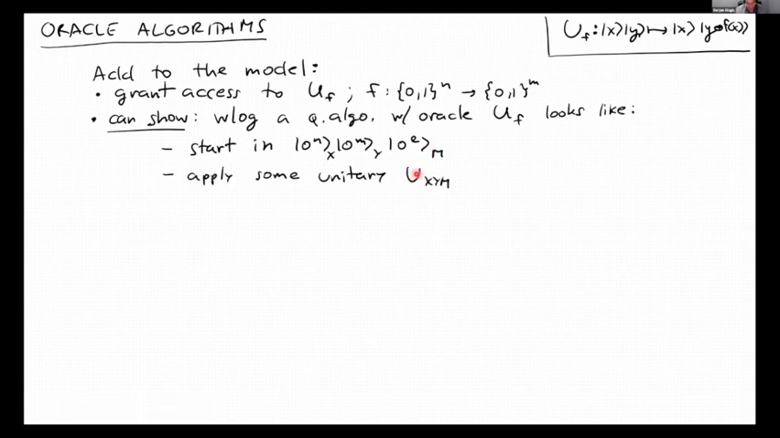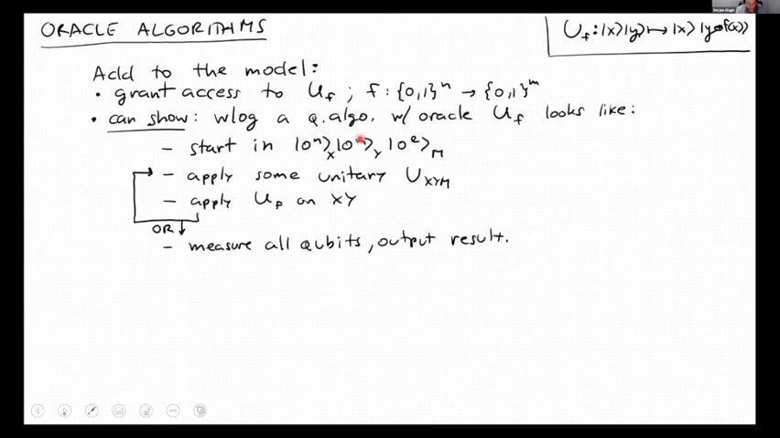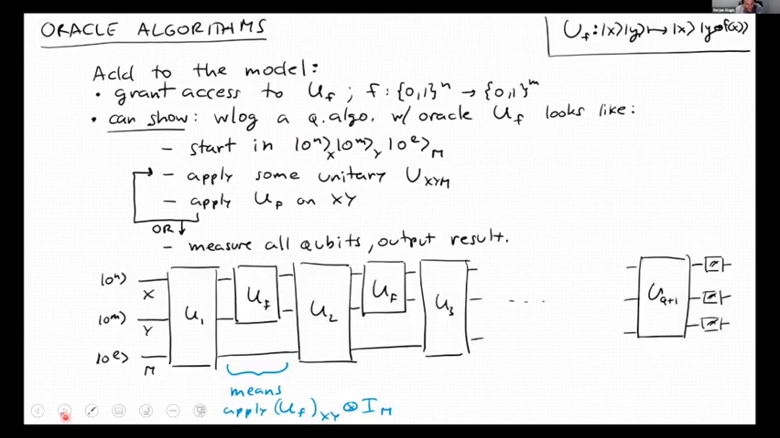And then the algorithm is allowed to prepare some arbitrary initial state. So we're going to reflect that by just saying, well, you can apply whatever unitary you like to start. Now you're going to apply the oracle on these 2 registers, and now you can decide to either go back and apply some other unitary if you like, or you can stop and measure all the qubits and output everything you have. Okay. And pictorially, this looks like this.